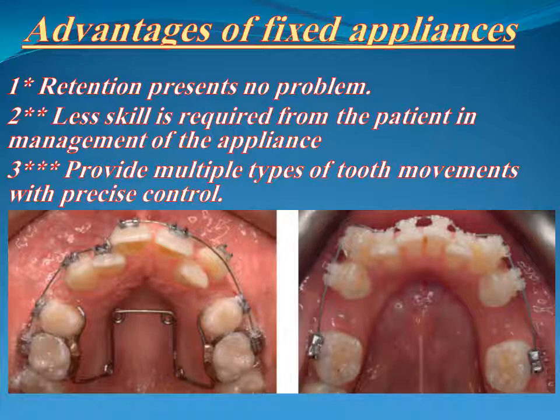Also, extrusion and intrusion are difficult to achieve by removable orthodontic appliances. Also, torque tooth movement is difficult to achieve by removable orthodontic appliances. So such a type of orthodontic appliance provides any type of tooth movement, from the simple type to the more controlled or complex type of tooth movement, which is called torque tooth movement. So these are the common advantages of fixed orthodontic appliances.